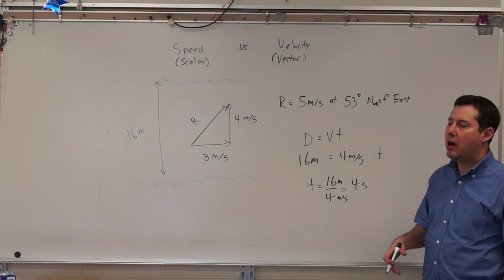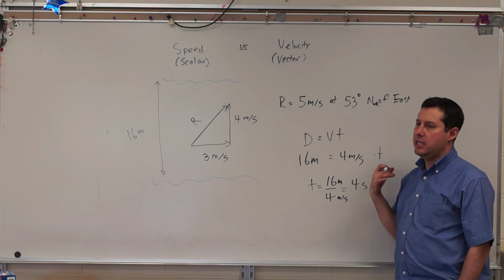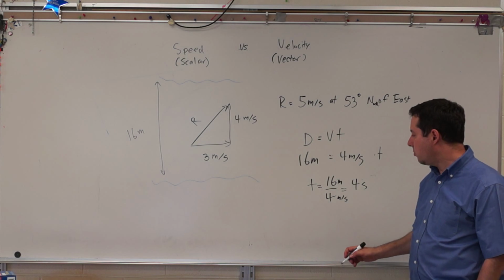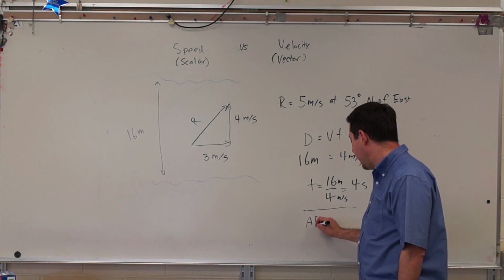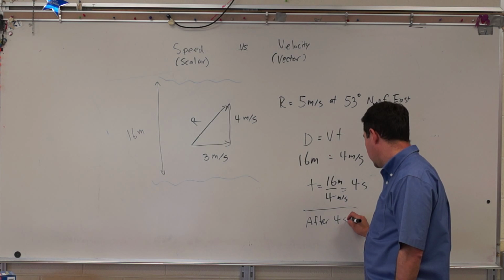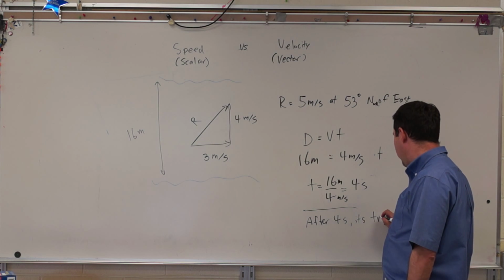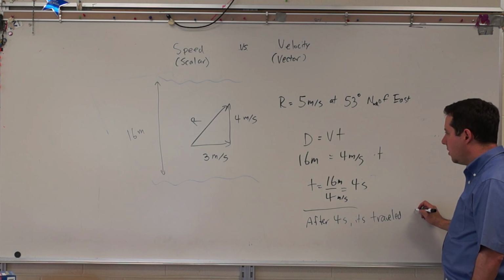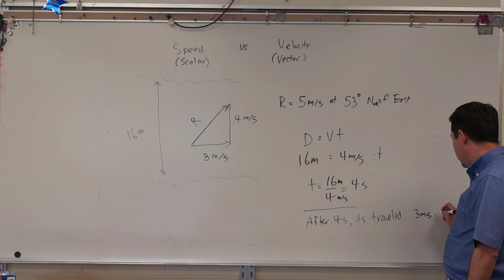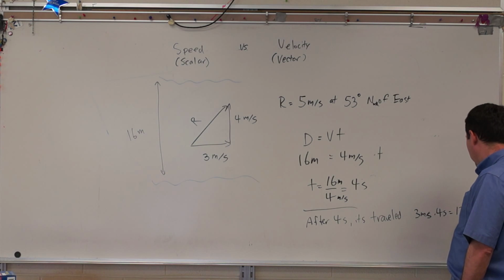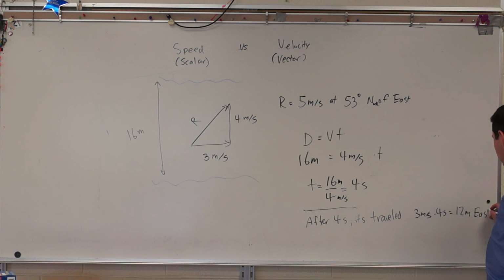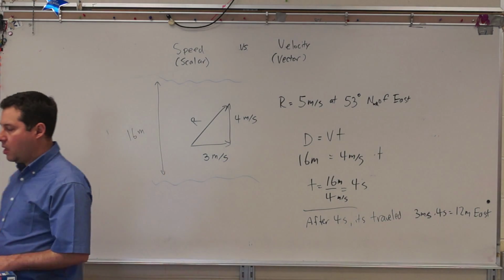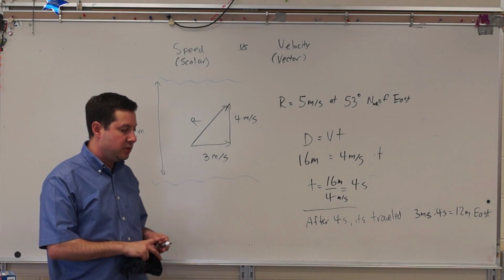Imagine this though, you want to know how far the boat goes east-west by the time you've crossed the river. So after 4 seconds, in addition to crossing the river, it's traveled, let's see, 3 meters a second times 4 seconds, 12 meters east. I'm going to step out for a second. So it's also traveled 12 meters east. You'll get more practice with problems like this as we go on.